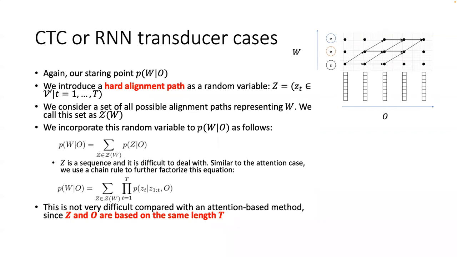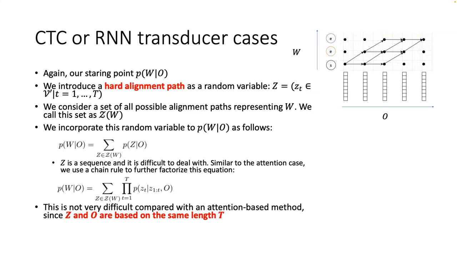If the input and output are different, this is very difficult. We use attention or some kind of techniques to somehow adjust the length and so on. So CTC or RNN transducer try to make this problem tractable by using the same length of the output and the corresponding alignment. Okay. By the way, after this kind of formulation, during inference, we just try to get the most likely path, and this becomes the recognition result.